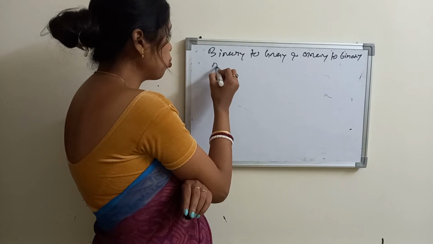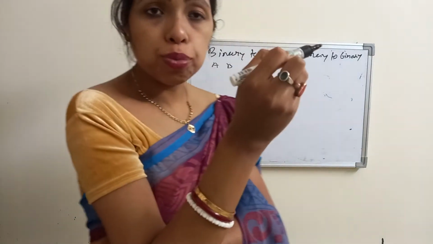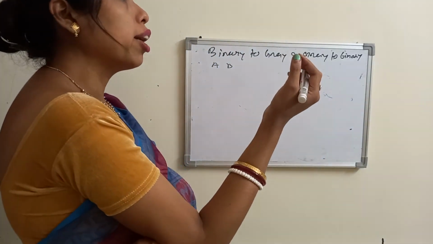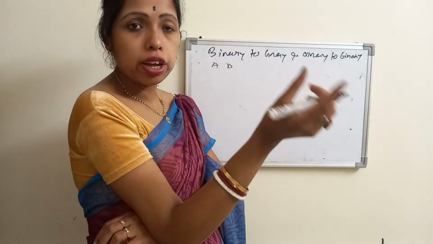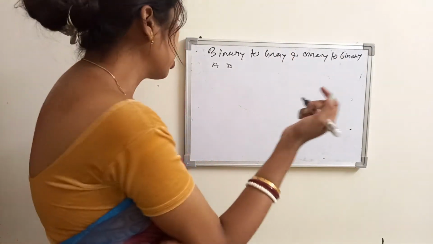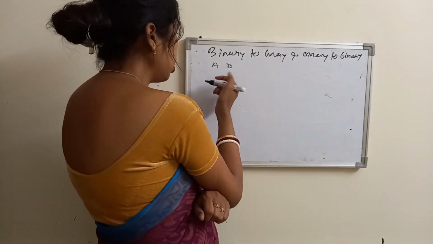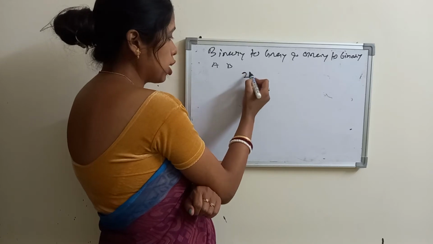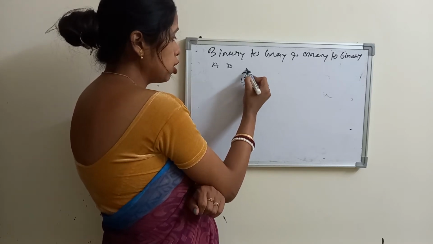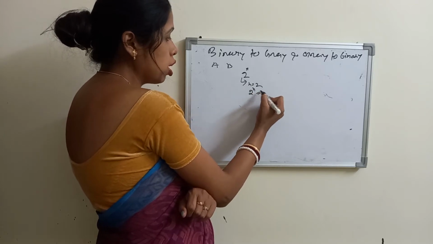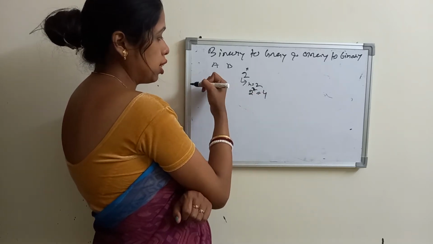Suppose you have two inputs. How many combinations are there? With any kind of number, if two inputs in binary digits are there, the radix of binary is 2. So how many combinations? 2 to the power n, here n is equal to 2. So 2 to the power 2 means 4 combinations are there.